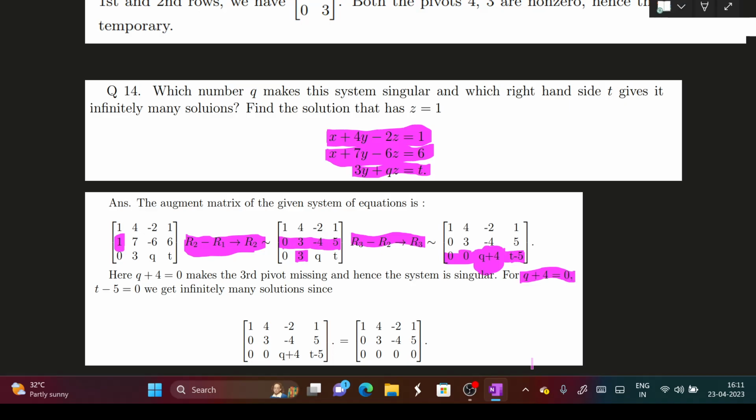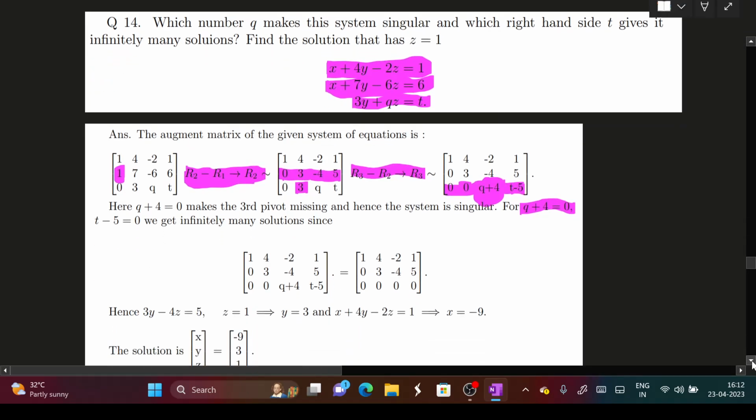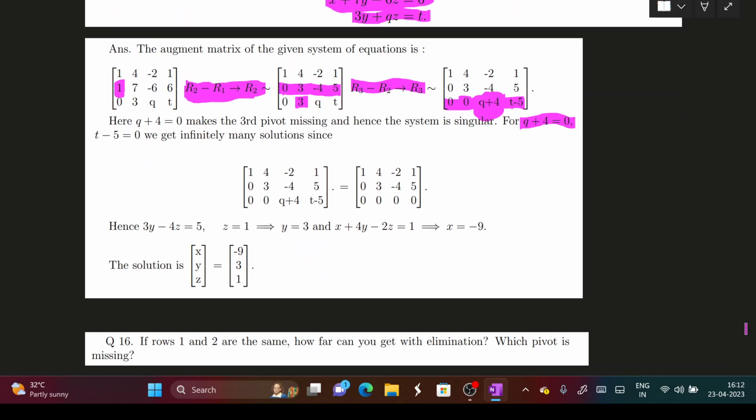So for q equal to minus 4, and if it has a solution, that means t minus 5 also should be equal to 0. So when q plus 4 is equal to 0, that is equal to t minus 5, that is t is equal to plus 5. Q is equal to minus 4, t is equal to plus 5, the system of equations has infinitely many solutions. In that case, this is 0, this is 0, it will change to this equation.